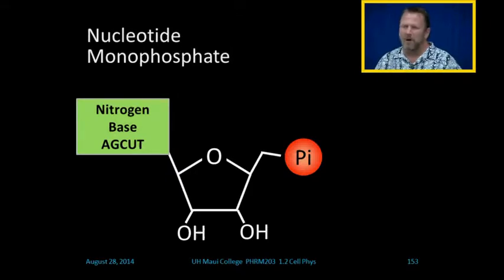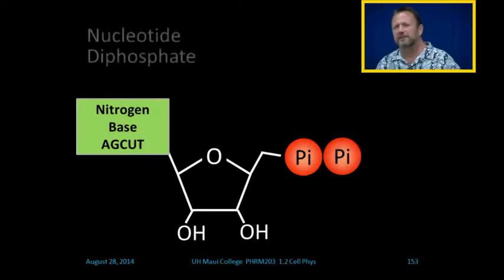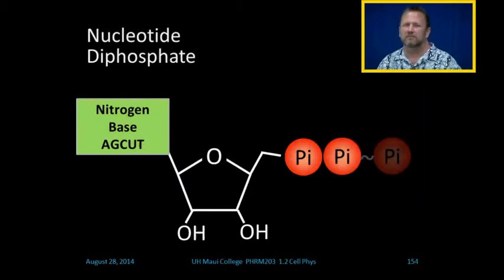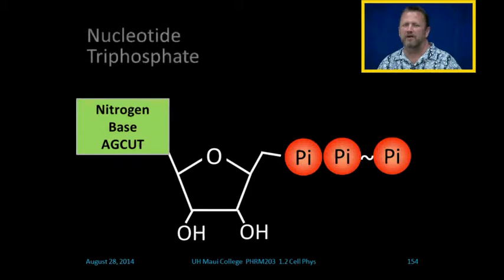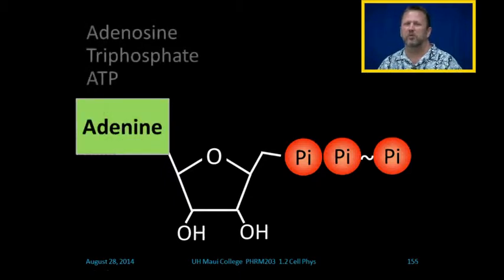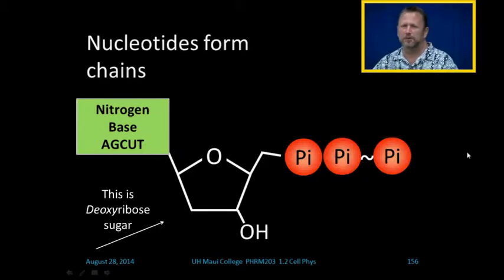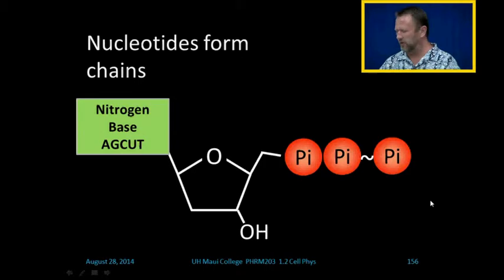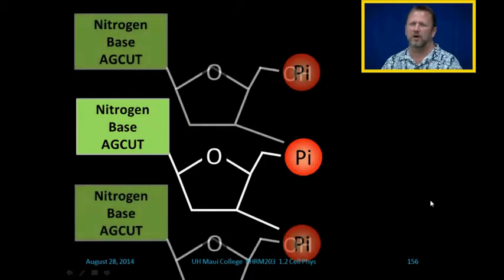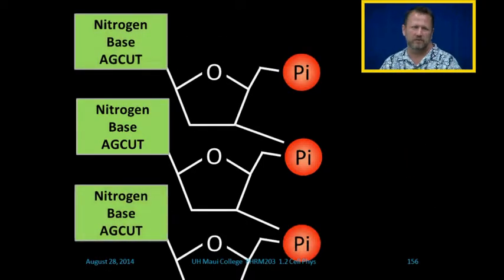This is nucleotide monophosphate, nucleotide diphosphate, nucleotide triphosphate. And we can put the nitrogen base adenine right there and end up with adenosine triphosphate, known as ATP. So nucleotides can form these chains. And so here is my nucleotide, any nitrogen base, my ribose sugar, and my triphosphate group. And it can do this with the diphosphates as well. And we can form chains.